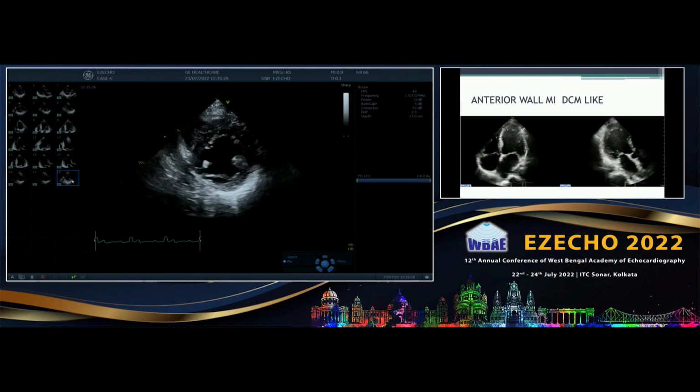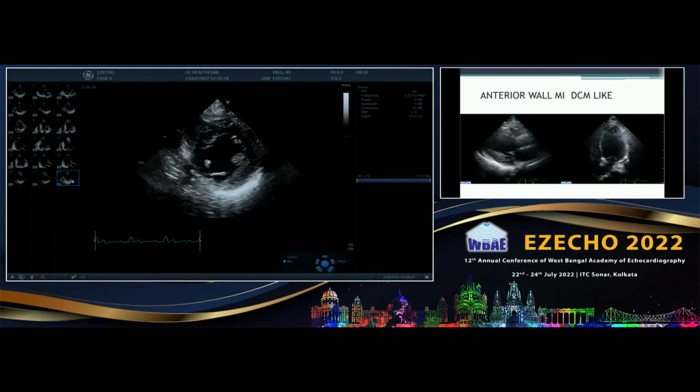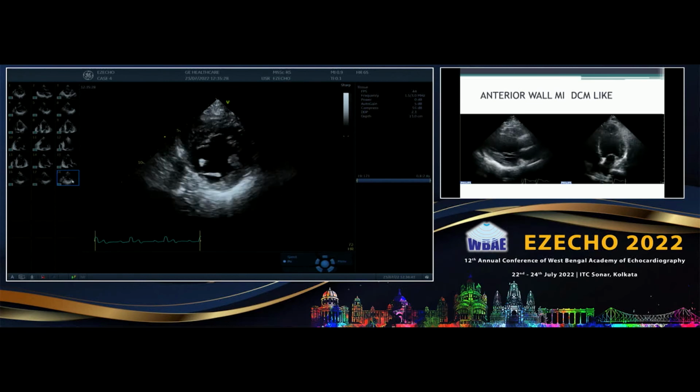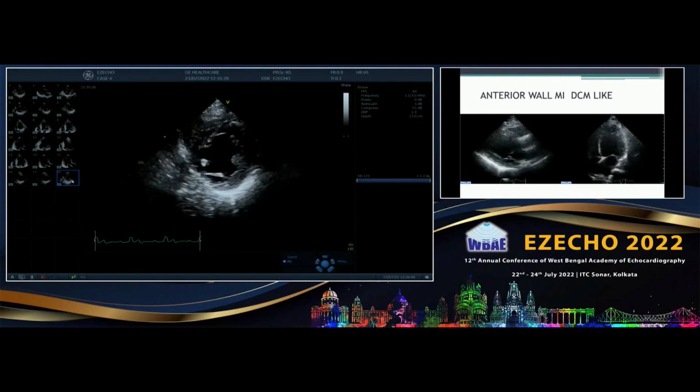So I see so many reports that say scarred and hypokinetic. No, the moment you say something is hypokinetic, it is viable. Anything which is hypokinetic is viable. So when you say akinetic, you commit that it may be either stunned or it may be non-viable. The moment you say hypokinetic, it is viable. And the kinesis depends upon the thickening of that myocardium and not the motion. Motion can occur because of tethering and translation. So don't look at the motion.